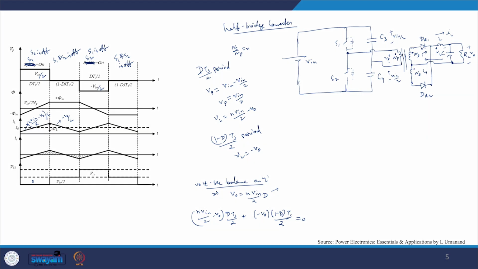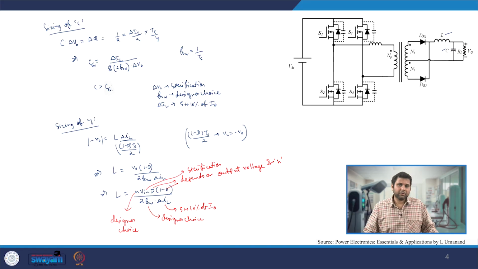In the full bridge converter, the S1 and S4 switches are operated diagonally together, and the S2 and S3 switches together diagonally. So we will see you in the next lecture.